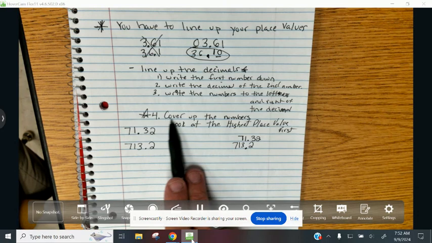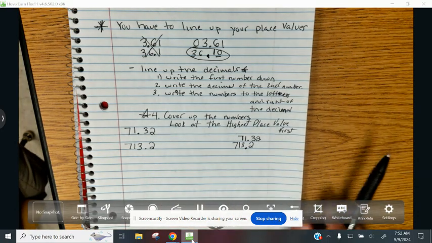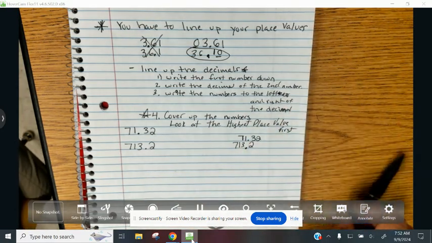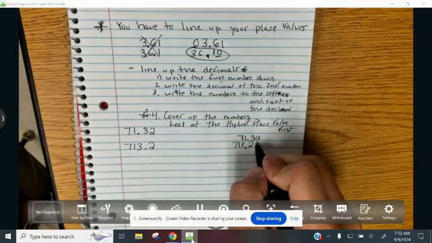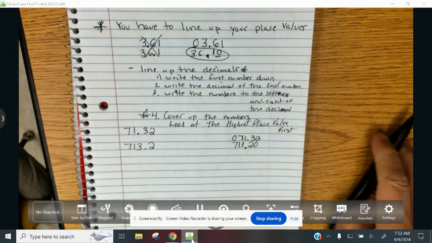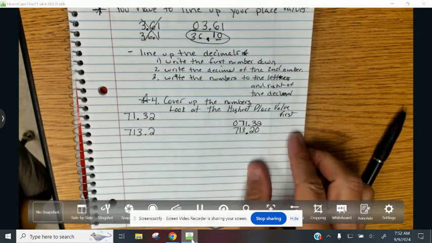And then number 4 would be cover up the numbers, look at the highest place value. So again, we're going to cover everything up. You can put these extra zeros down if you want. You don't have to. I normally don't. But again, you do what's best for you.